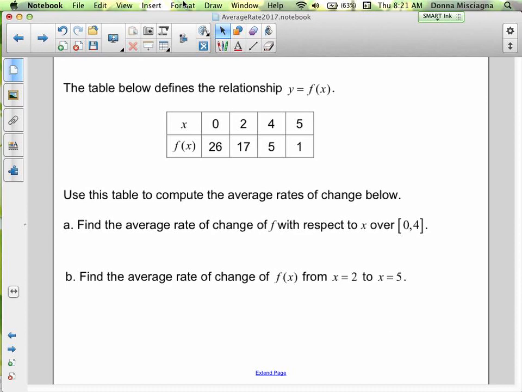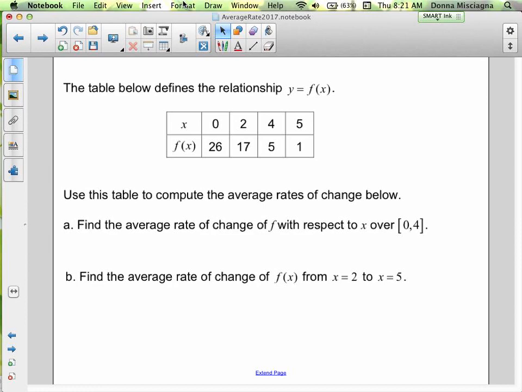Welcome to this podcast. We're going to be finding the average rate of change over different intervals. The table below defines the relationship y equals f of x. Use the table to compute the average rates of change below.